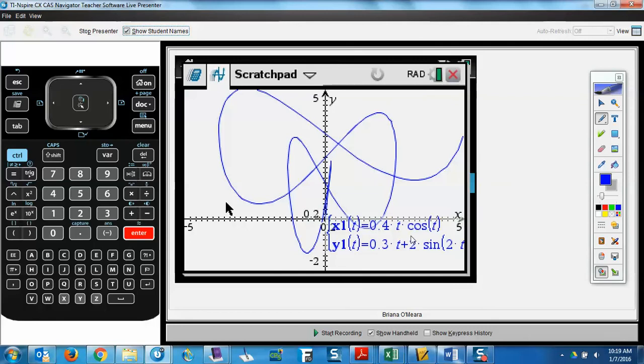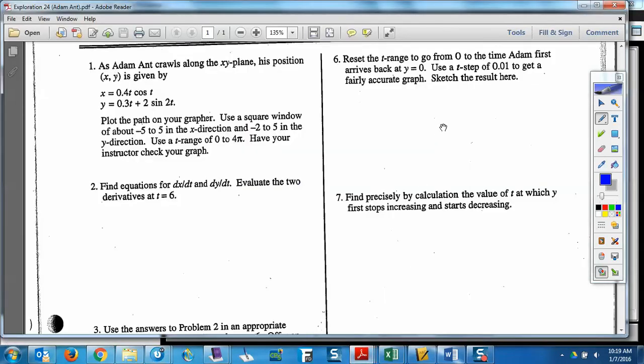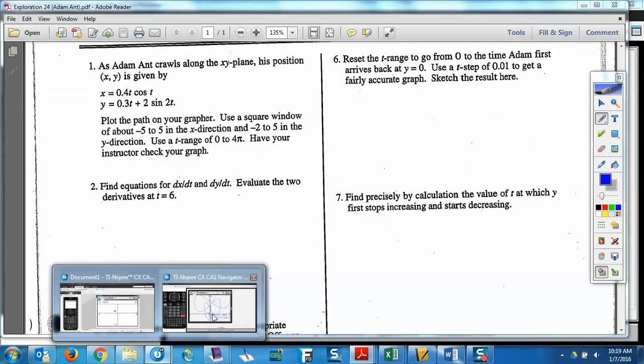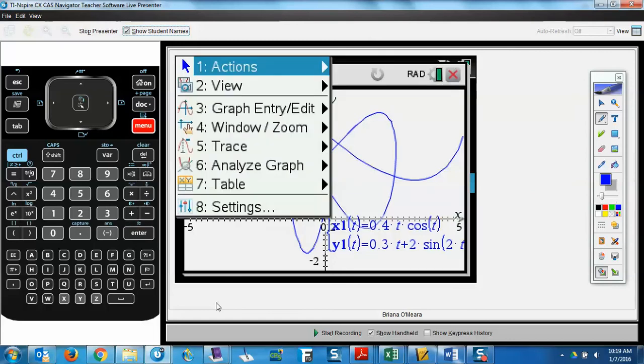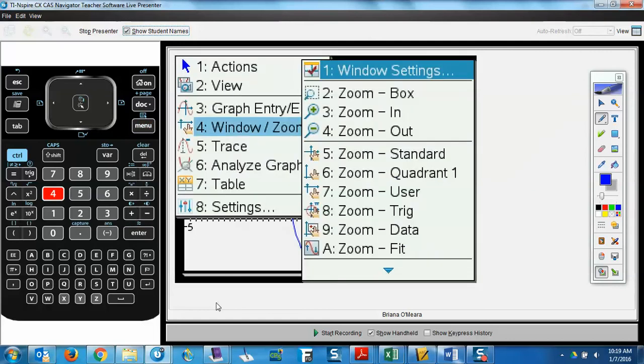So on number 6, it says reset your range to the time when Adam Ant comes back down to the origin, or comes back down to the x-axis. So what we want to do is reset our window. It comes back to y = 0, which is the x-axis. So let's go into our window. And that was at about 1.7, 7 something. Okay, so just to make sure, let's go 1.8.